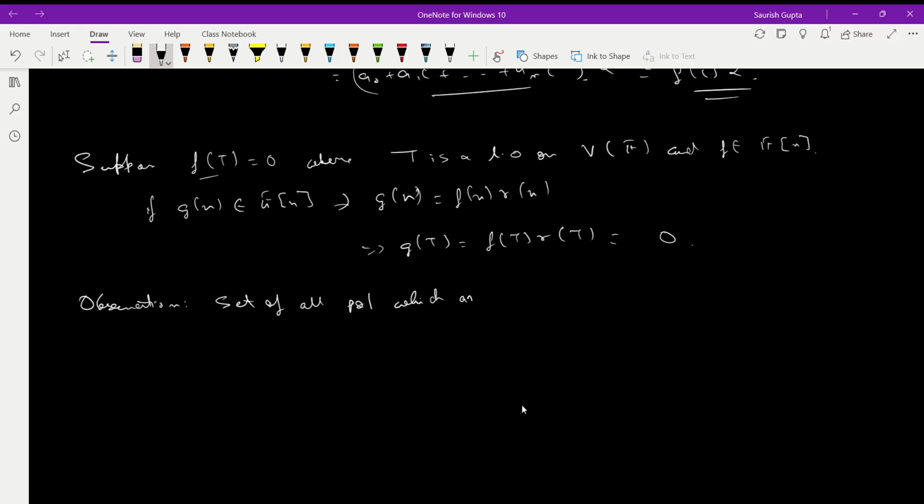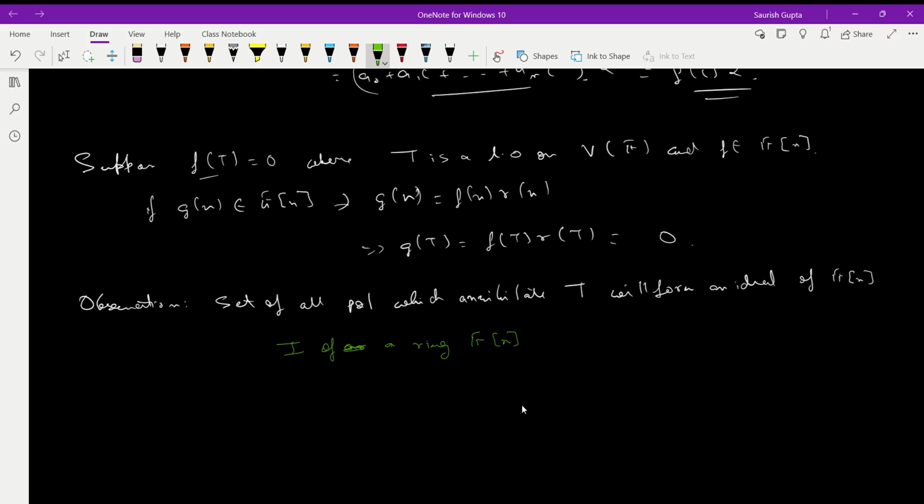So observation number 2. This observation requires the concept of an ideal. I won't be discussing that here. So the observation is that the set of all polynomials which annihilate T will form an ideal of F[x].